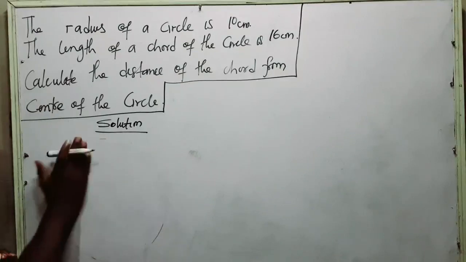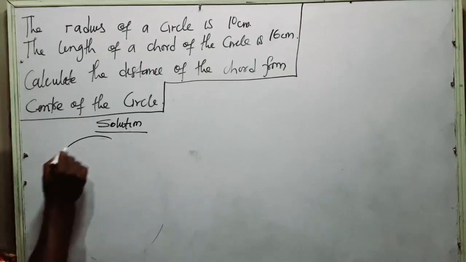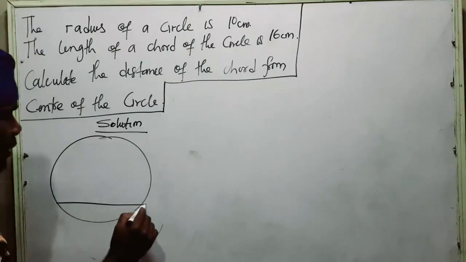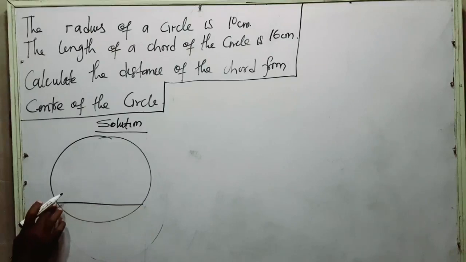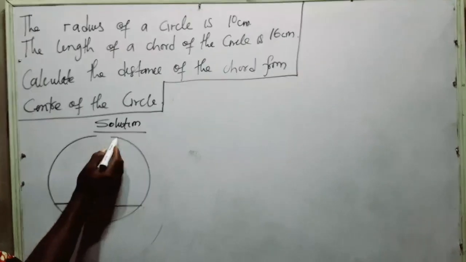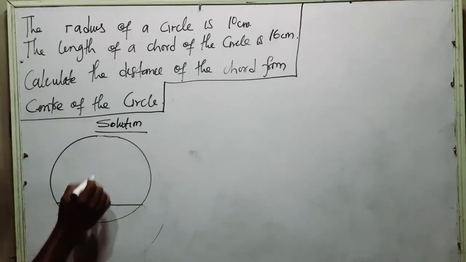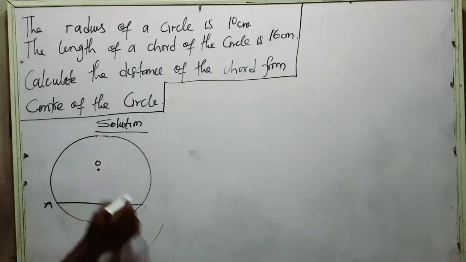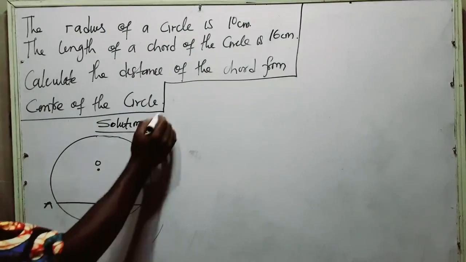Let's draw it as small as it is. So this line, it is what we call chord. This is a line that we call chord. Let the center here, we have A, O, B. So AB, it is the length of the chord.